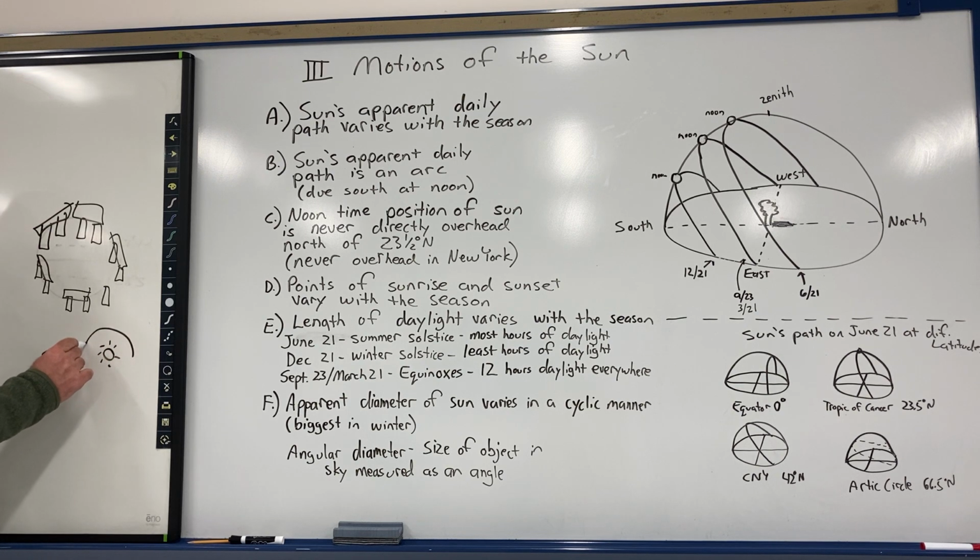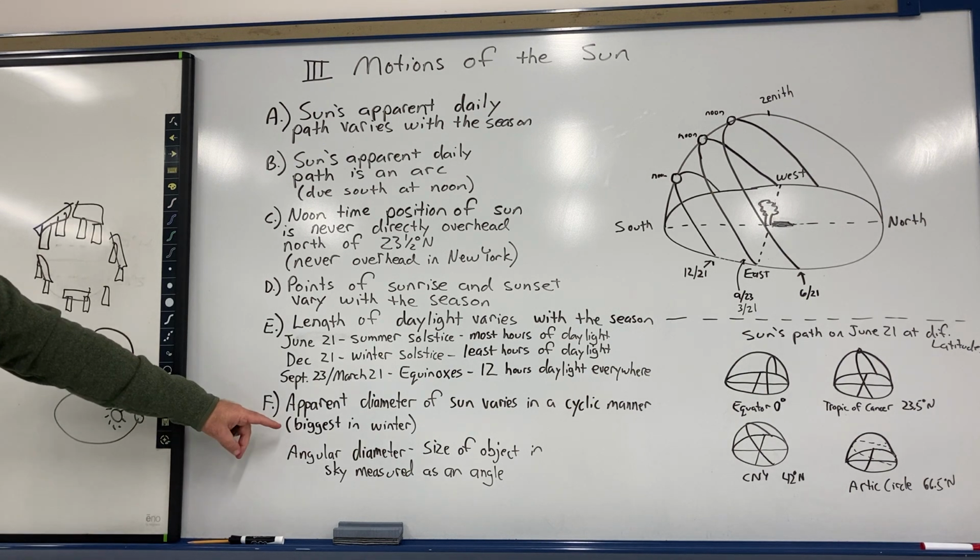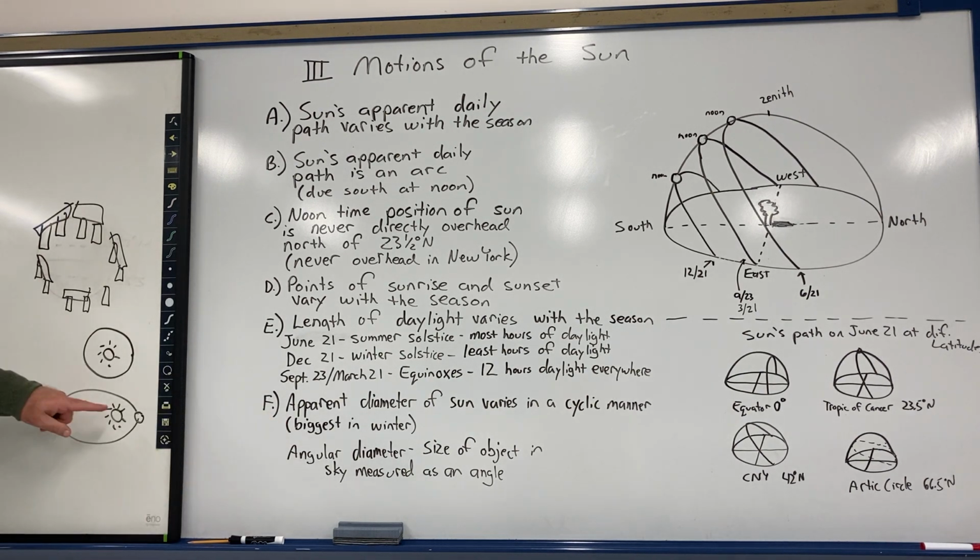Now, if the Earth traveled in a perfect circle around the sun, then we'd always be the same distance away from it and the sun would look the same size. However, the Earth does not travel in a perfect circle. The Earth travels in a shape called an ellipse, which is kind of like an oval. It's kind of like that, where sometimes of the year we're over here, so the sun looks bigger. Other times of the year we're over here and the sun looks smaller. Now, the sun looks the biggest in the wintertime. We're actually closest to the sun in New York, northern hemisphere, in the wintertime.